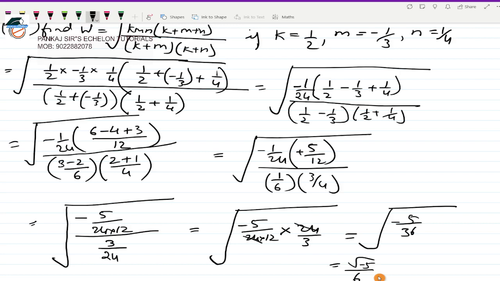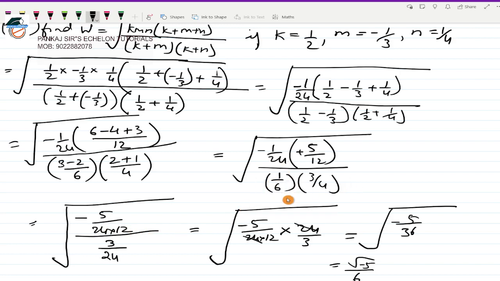Okay. K mn into k plus m plus n. Right. So let us recheck it. 1 by 2 into 1 by minus 1 by 3 into 1 by 4 will be 3 2s are 6, 4s are 24. That's correct. 1 by 2 minus 1 by 3. I think everything is okay. This is minus 1 by 24 and this is 6 minus 4 is 2 plus 3 is 5. Okay. Plus 5 plus into minus is minus 24 into 12. Okay. Upon 2 by 4.